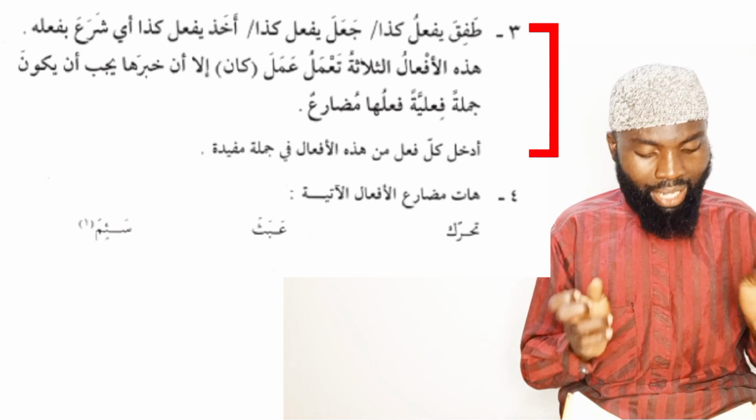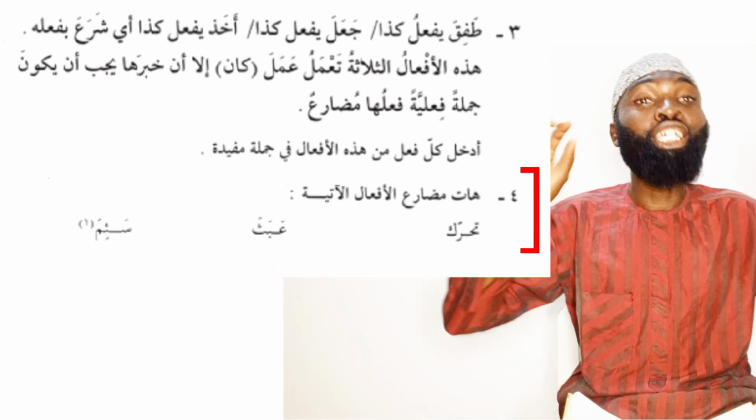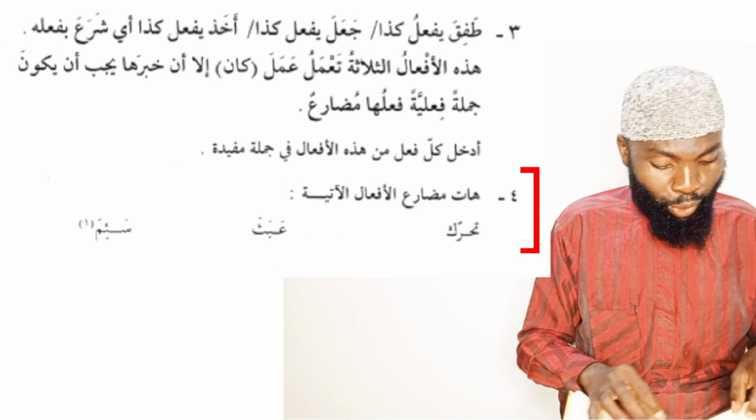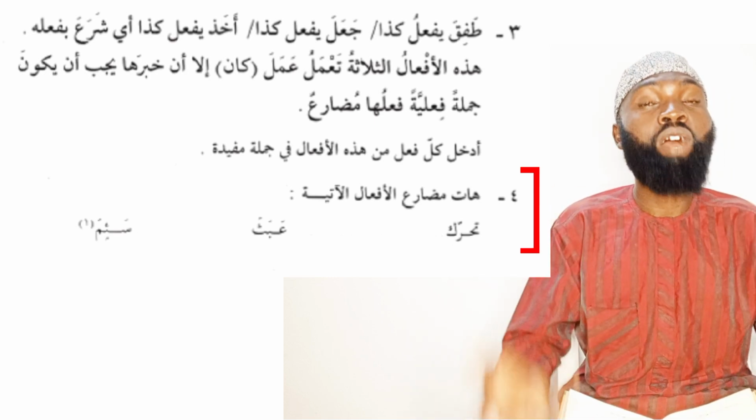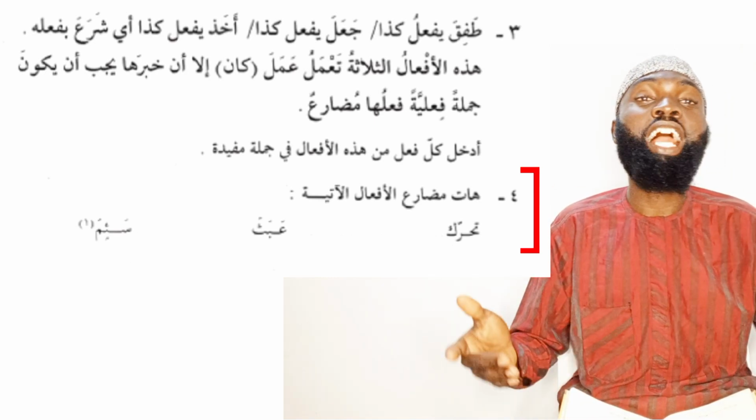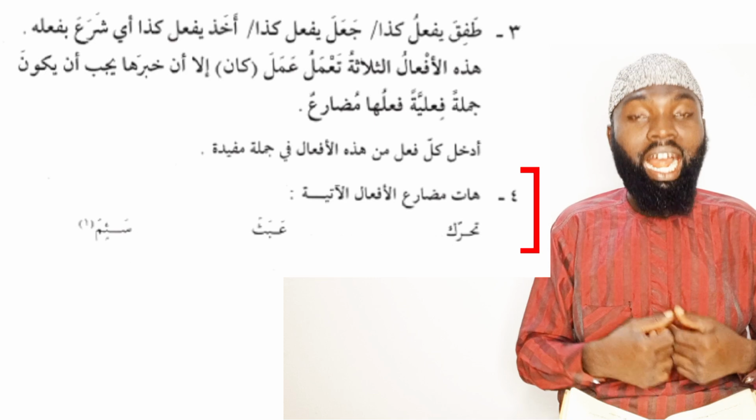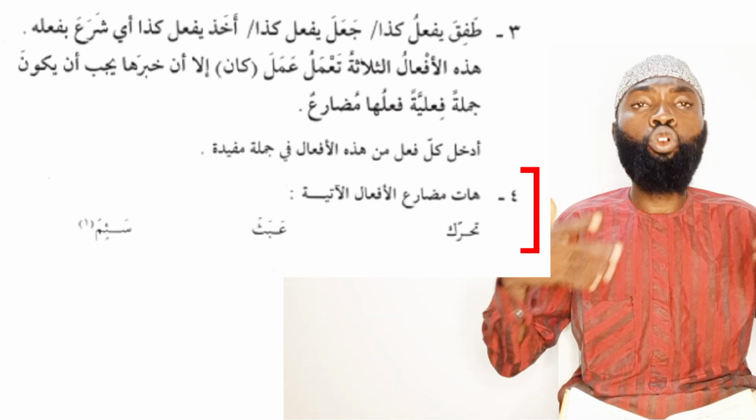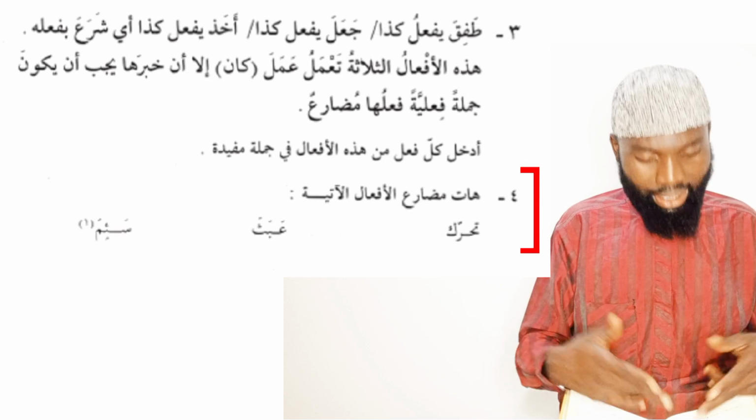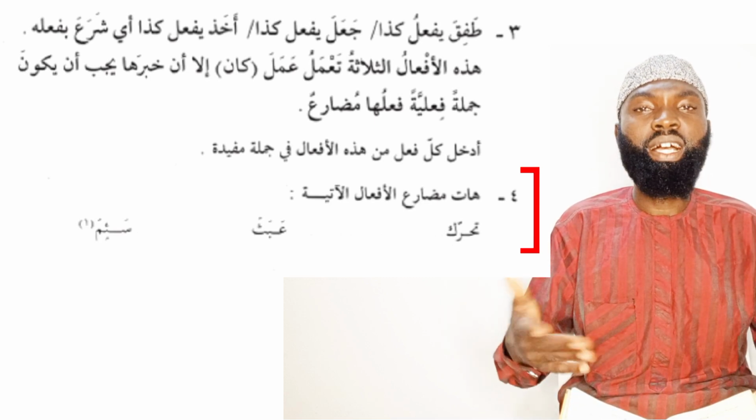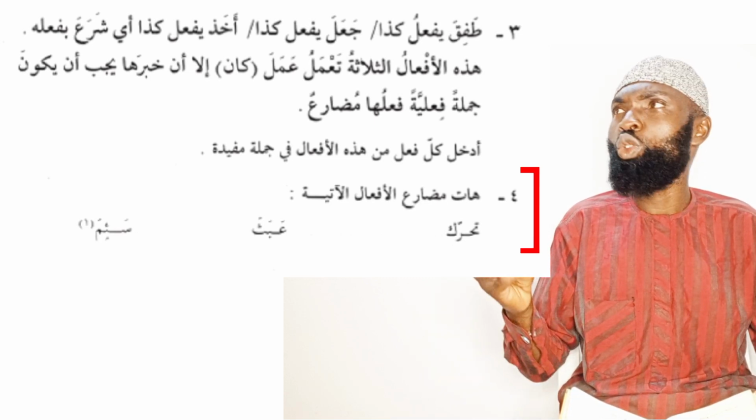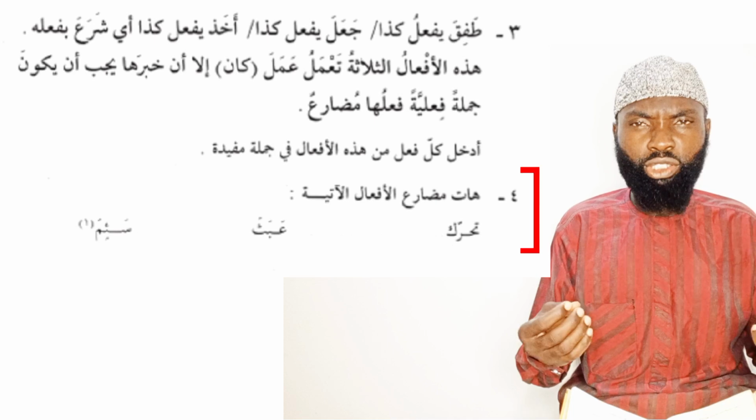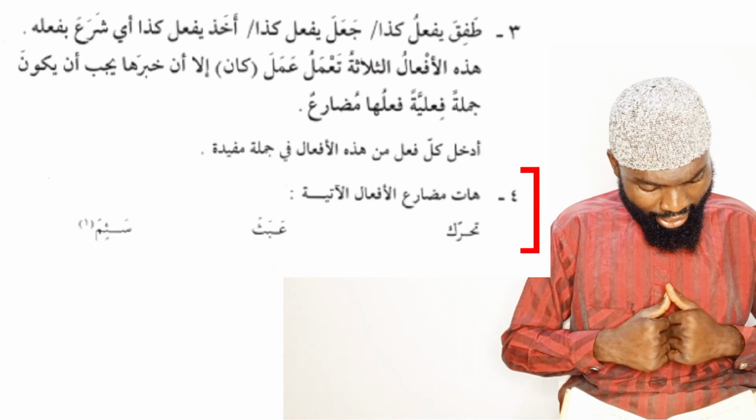Here lastly we have hati mudari al-af'al al-atiyah. You are to bring the present tense of the following words. The first one is taharraka, which means he moved. Yataharraku, he's moving. Abitha, then you have what? Ya'bathu. Abitha is to roam about for no reason. Then sa'ima, to lose hope, to become bored. You understand? With this, we come to the end of this.